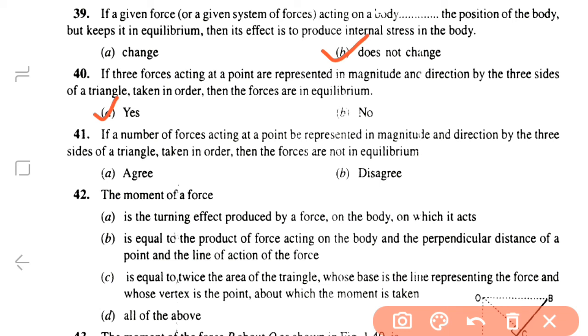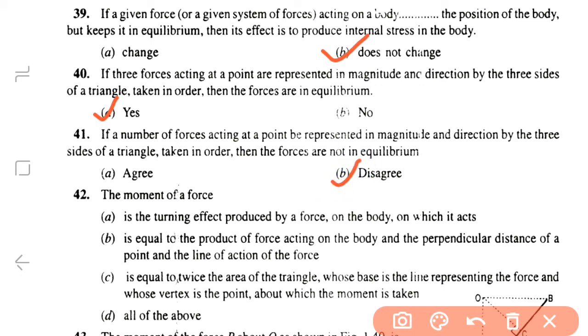Now next is, if number of forces acting at a point be represented in magnitude and direction by the three sides of a triangle taken in order, then the forces are not in equilibrium. Here options are agree or disagree, and here friends correct option is option B, that is disagree.